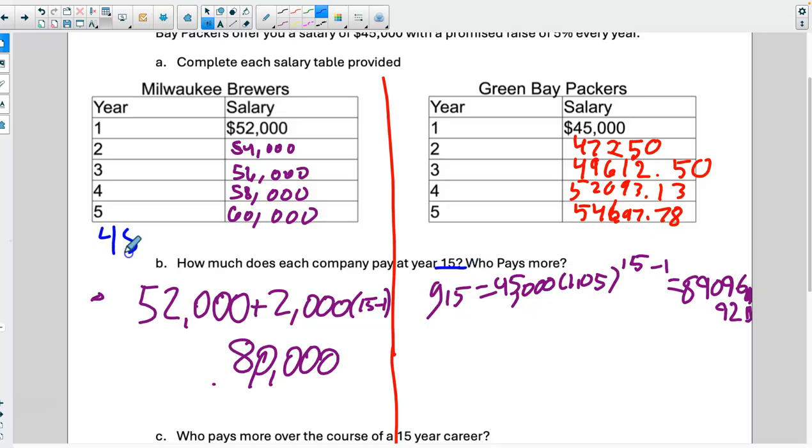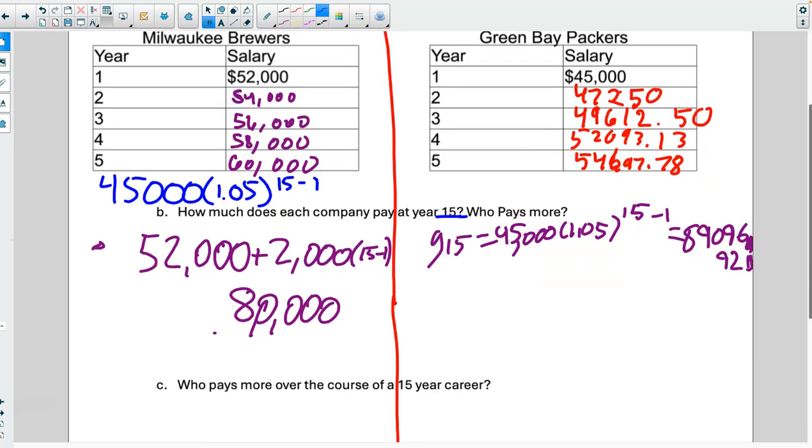Some people like to try this. It's not an exponent, Nichols. Don't you see it's a, no, if I can't tell, it's wrong. All right, so make it clear. There's no if in between, all right? So be warned on that. So we do got $89,096.92 over on this side. So which company is paying more? Obviously, the Packers. In your 15th year, you're making a little bit more change.